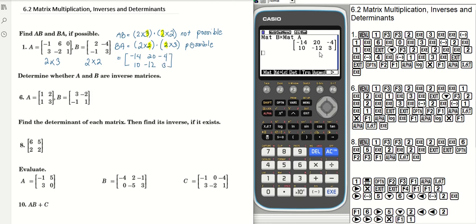You will notice that the dimension of the final answer is 2 by 3. So you'll see that the first number, which is the row of matrix B, and then the column of matrix A is the dimension of the final answer of B multiplied by A.